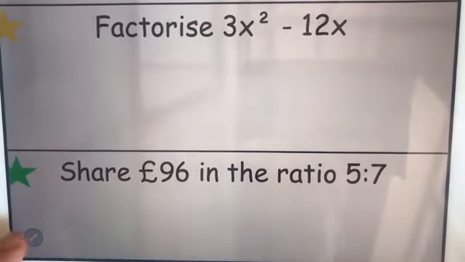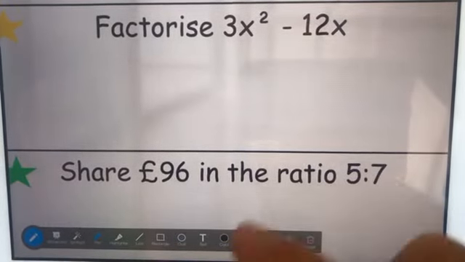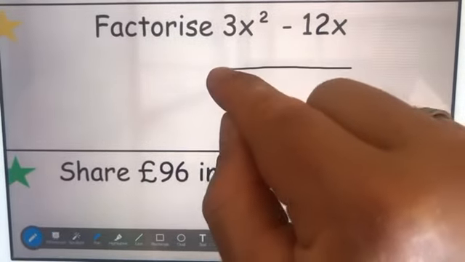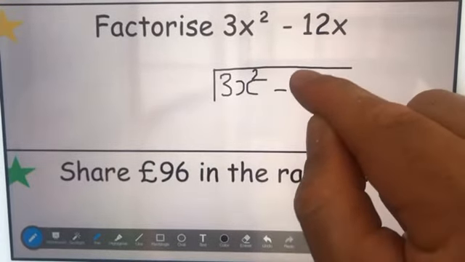Factorizing. Okay, this is a topic some people might not remember. Essentially, it's the same as question 1, where you're going to put it back into a bracket now. So what I like to do is line it up and set it up underneath a bus stop, the same way I would if I was dividing normally. So 3x squared take away 12x.